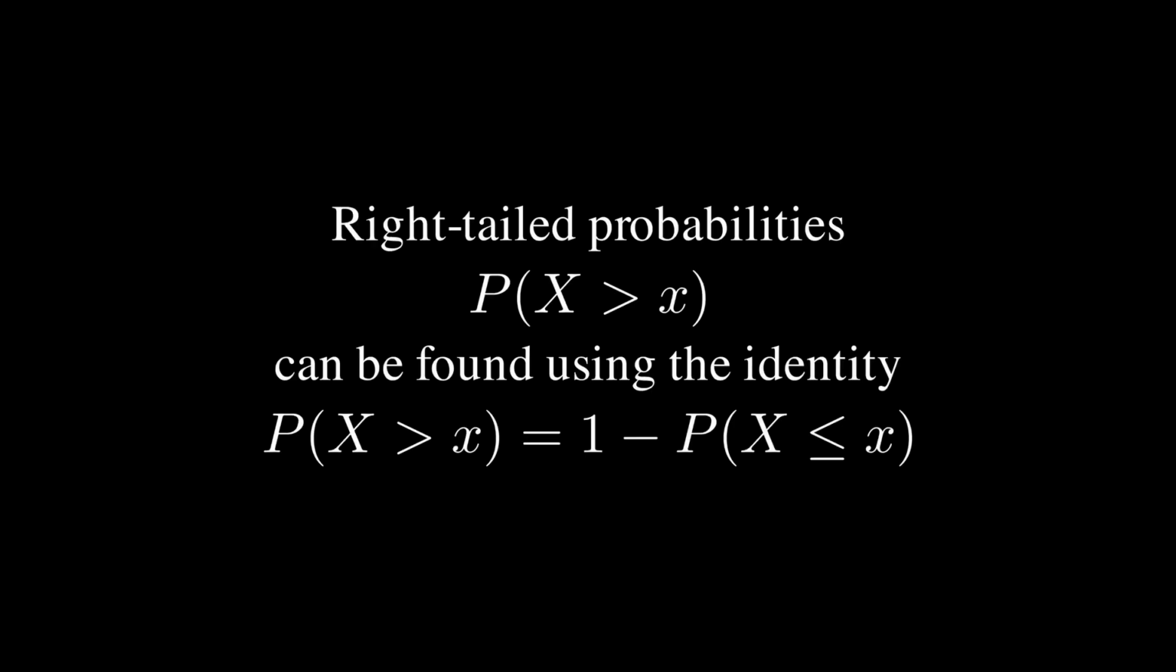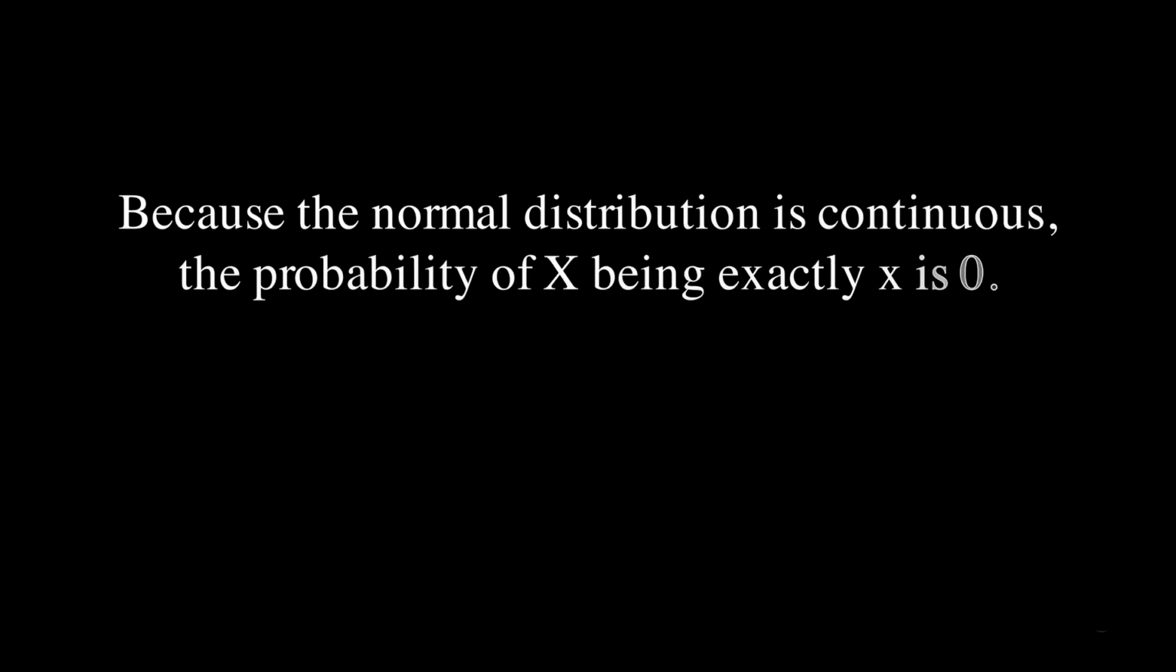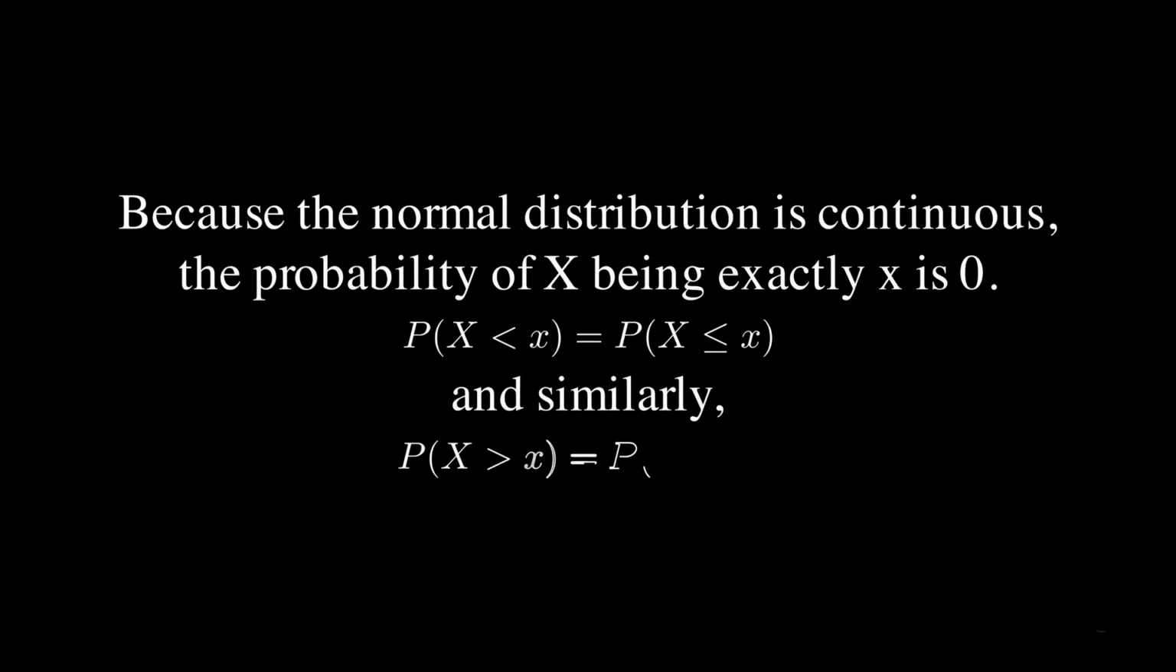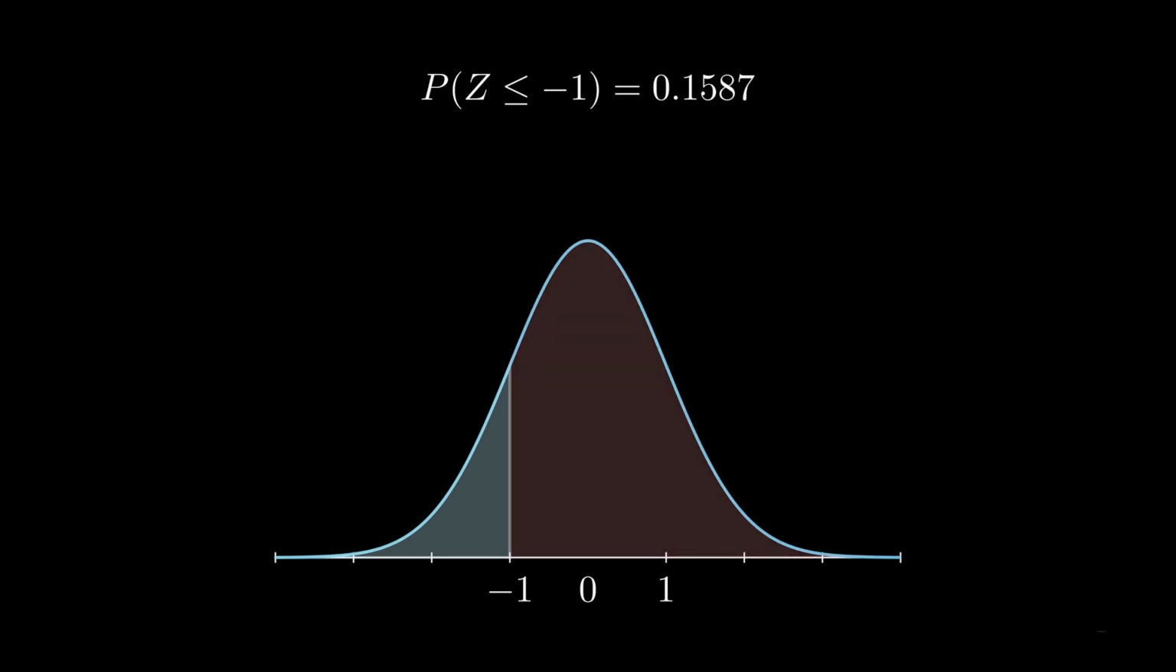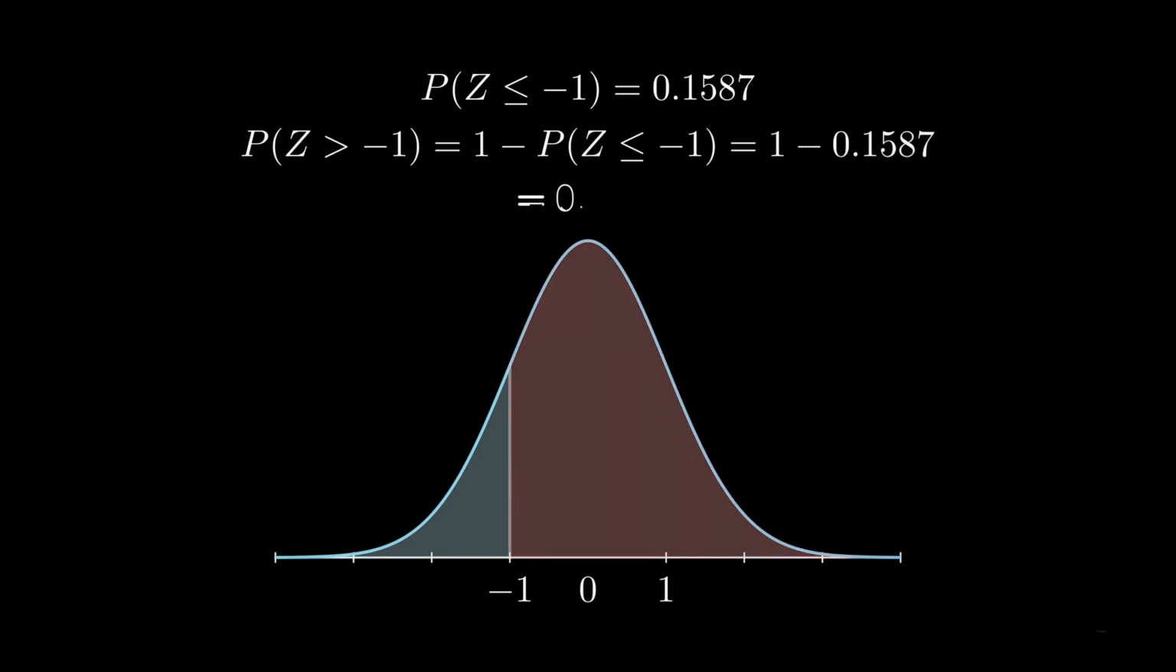For example, right-tailed probabilities can be found using the rule of complements. The probability being greater than some number is simply 1 minus the probability of being less than or equal to that number. And because the normal distribution is continuous, the probability of x being exactly some number is 0. So we won't pay too much attention to the difference between less than or equal to, or greater than or equal to, because they're really the same thing for a continuous distribution. So we saw in the z-table the probability that z is less than or equal to -1 is 0.1587, and that means the probability of being greater than -1 is 1 minus that, or 0.8413.